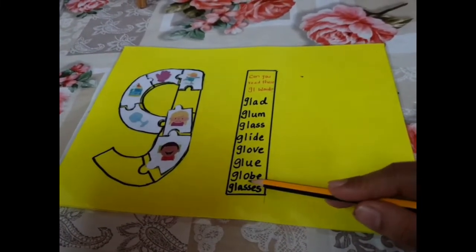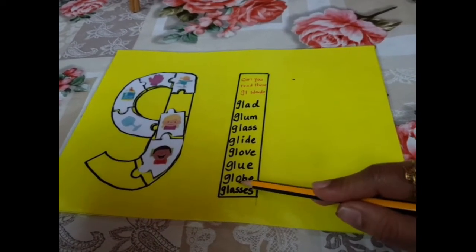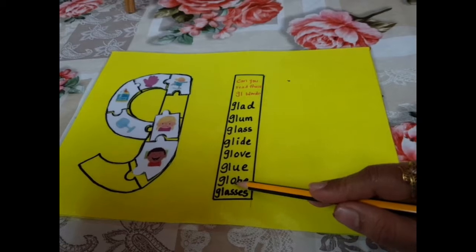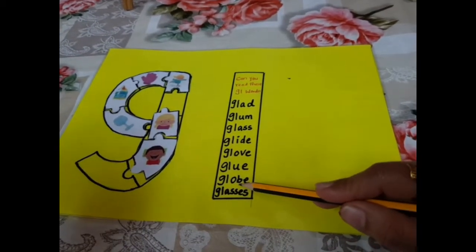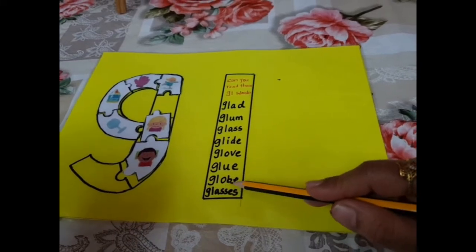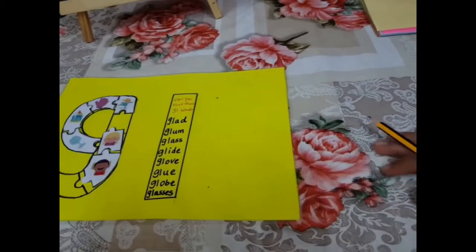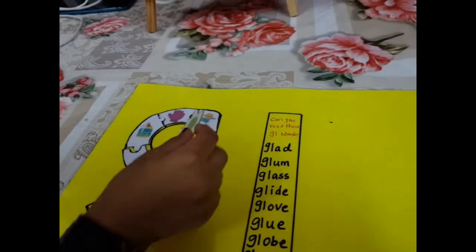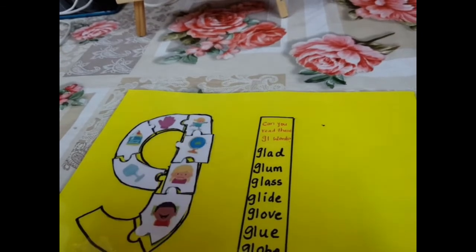What is the sound of GL? G. And the sound of OE? O. When two vowels are there, the first one tells its name. O. Glow. And the sound of B? GLOBE. Globe. Yes. It is called a globe.